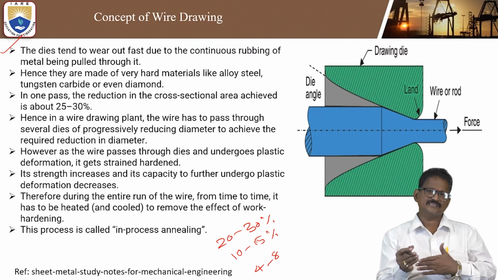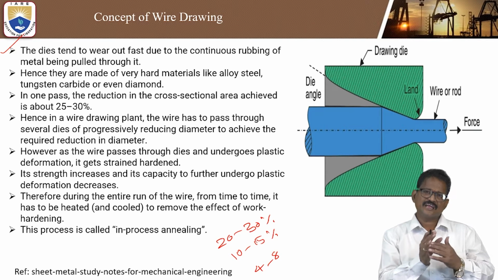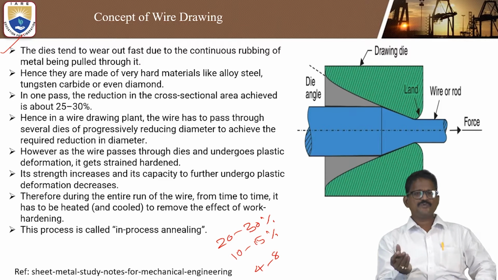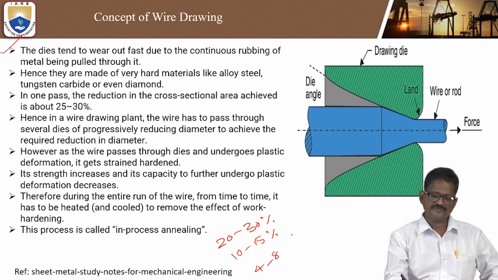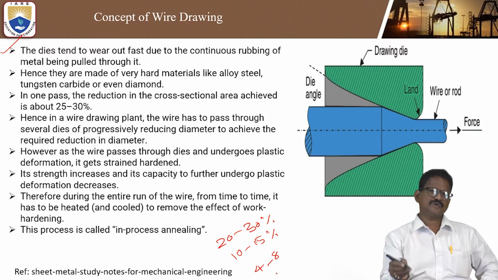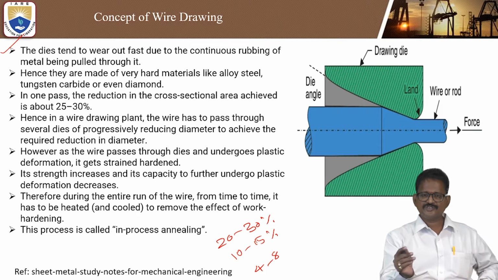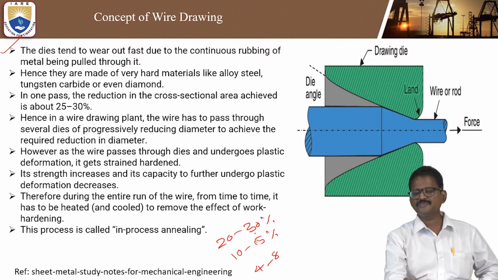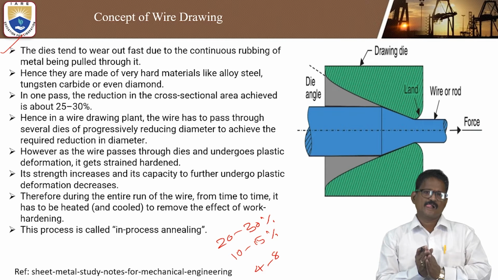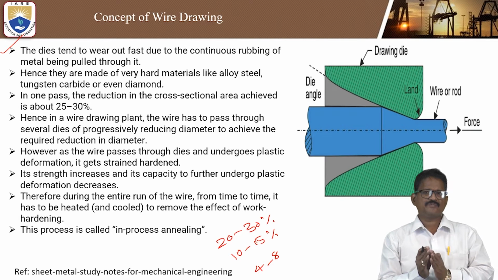In the second case, automatically we cannot reduce the second pass by the same amount of reduction. Obviously, it can be reduced to 10 to 15%, and third also 4 to 8. So why? Because if you always want the same reduction, you cannot fit into the small opening called the die. Suppose in a wire drawing plant, what will happen?